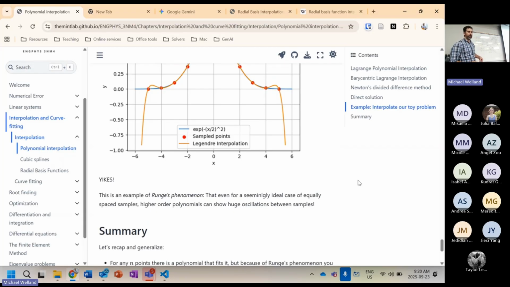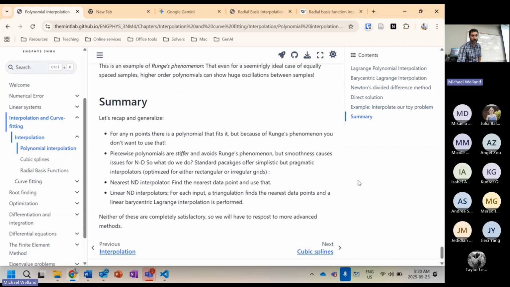I'm not sure if I'm pronouncing his name right, which states that even for a seemingly ideal case, high order polynomials can show these huge oscillations. There are all kinds of reasons for this, amongst which is the conditioning of that Vandermonde matrix. We're going to get into all this with another one.